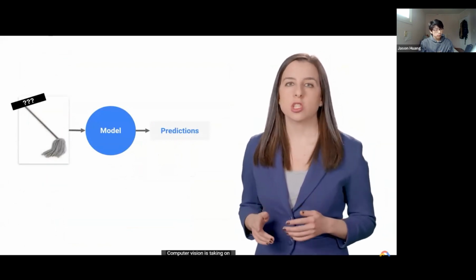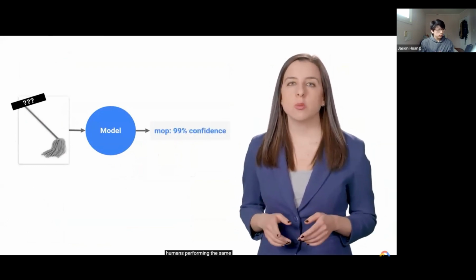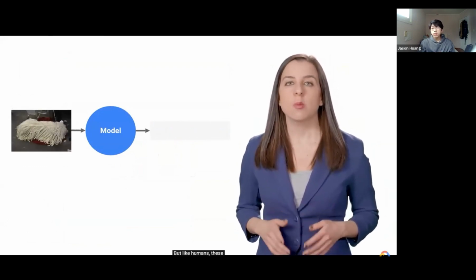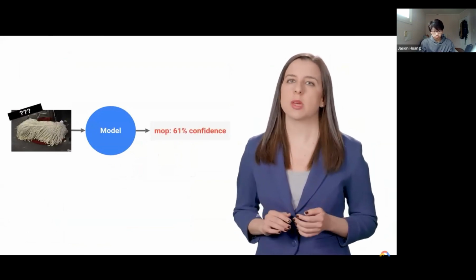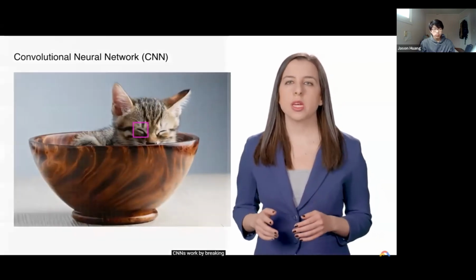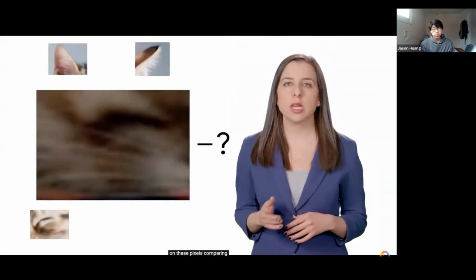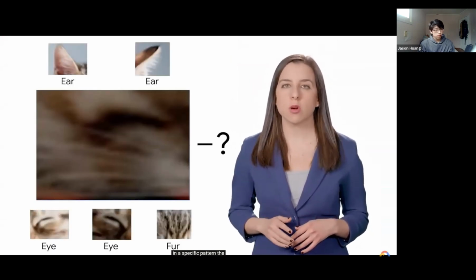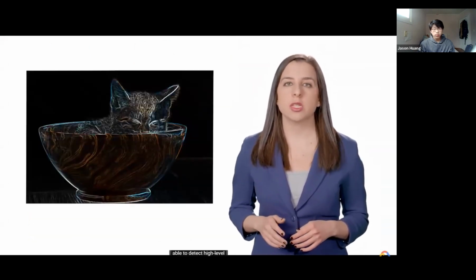Computer vision is taking on increasingly complex challenges and is seeing accuracy that rivals humans performing the same image recognition task. But like humans, these models aren't perfect. They do sometimes make mistakes. The specific type of neural network that accomplishes this is called a convolutional neural network, or CNN. CNNs work by breaking an image down into smaller groups of pixels called a filter. Each filter is a matrix of pixels, and the network does a series of calculations on these pixels, comparing them against pixels in the specific patterns the network is looking for. In the first layer of a CNN, it is able to detect high-level patterns like rough edges and curves. As the network performs more convolutions, it can begin to identify specific objects like faces and animals.